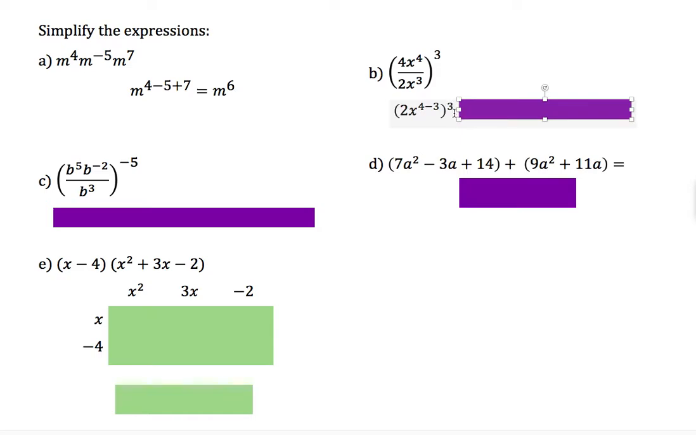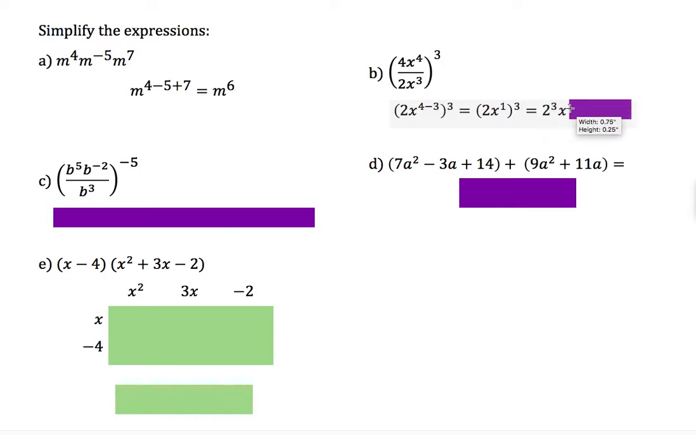So that raised to the 3rd power, we're not going to do anything with that until the very end. So now we have 4 minus 3 just gives us a 1. So we'll end up with just 2x, or x to the 1 power in the parentheses. And now we're ready to distribute this raised to the 3rd power out here.